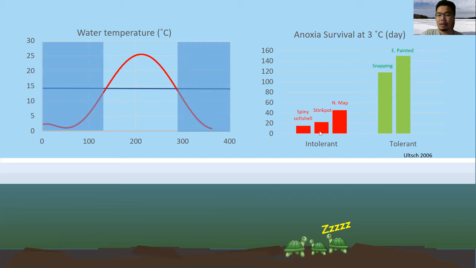On the other hand, we have snapping turtles and painted turtles. Those two turtles are quite tolerant to anoxia. Without any oxygen supply in the water, they can survive up to 150 days.